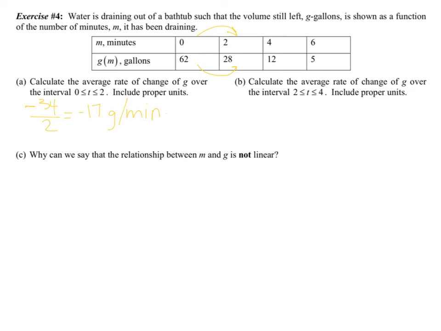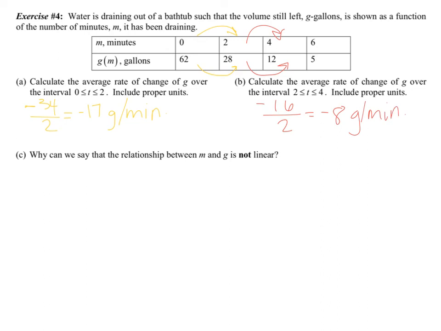So calculate the average rate of change from 2 to 4. So 28 to 12 is negative 16. And from 2 to 4 is still up 2. So it goes down negative 8 gallons per minute.